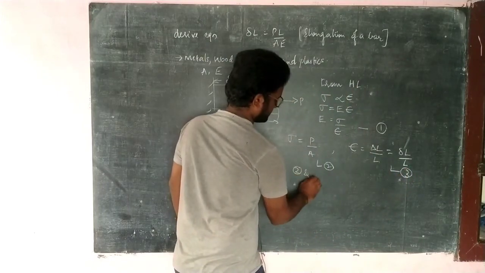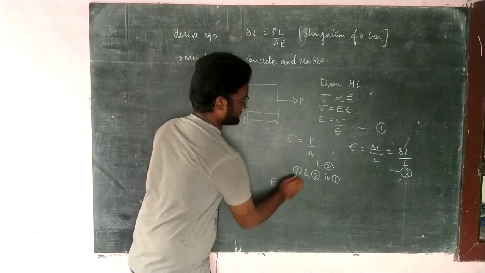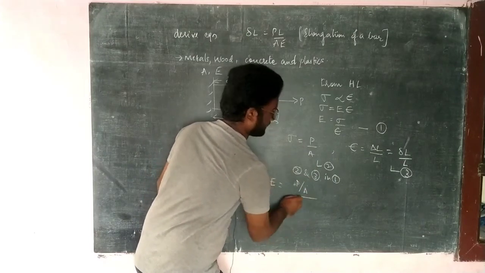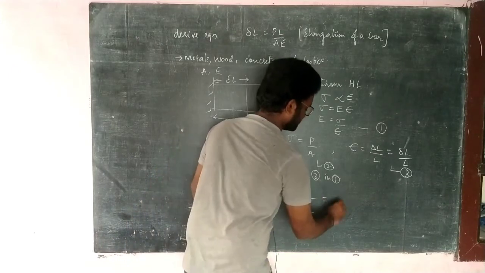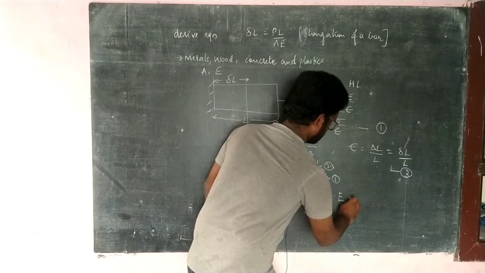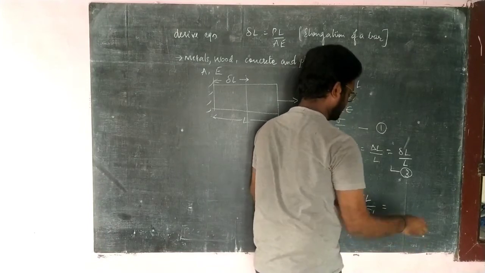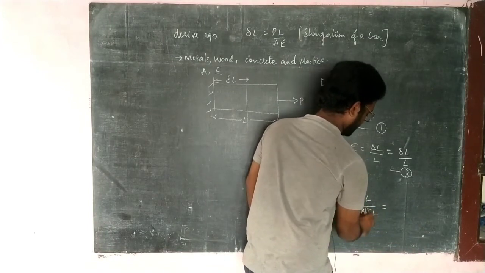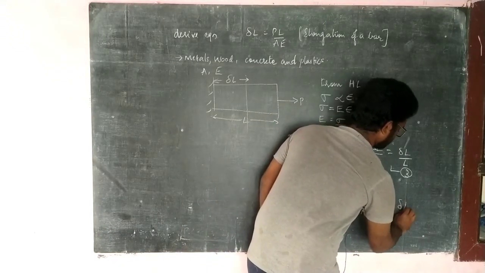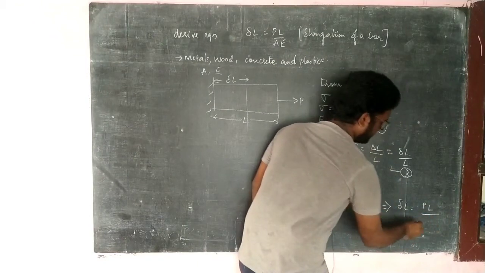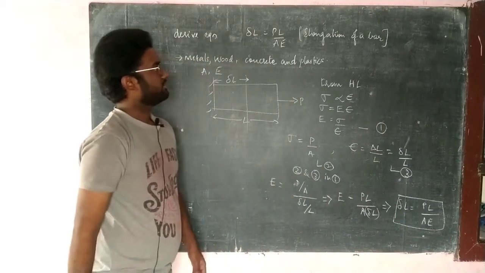Putting 2 and 3 in 1, what we have, E is equal to sigma, which is P by A, and epsilon, which is delta L by L. So this implies E is equal to PL divided by A into delta L. If you put delta L in this position, E will come in the downward direction. So delta L is equal to PL divided by AE. This is a simple derivation for the elongation of a bar.